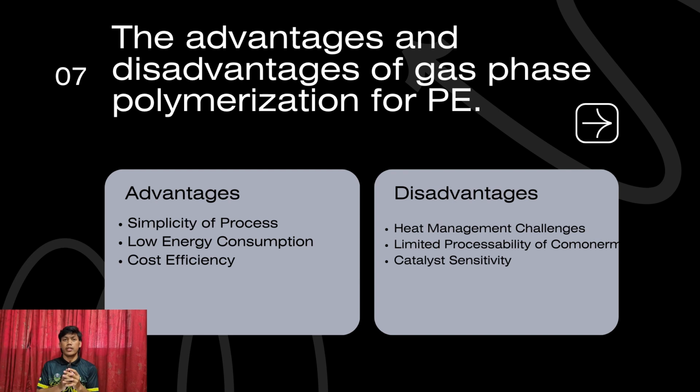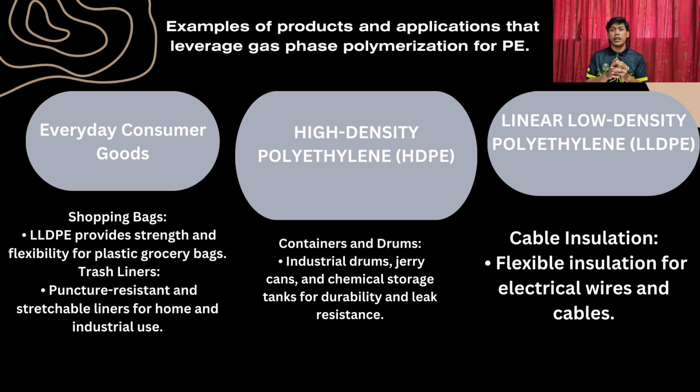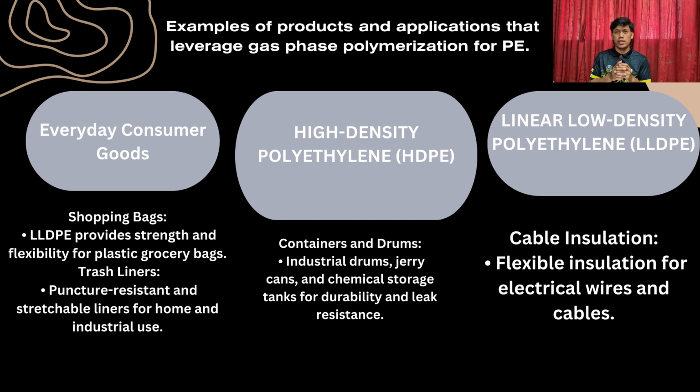Furthermore, the advantages and disadvantages of gas phase polymerization for PE. Advantages: simplicity of process, low energy consumption, cost efficiency. Disadvantages: heat management challenges, limited processability of co-monomer and catalyst sensitivity. Next, examples of products and applications that leverage gas phase polymerization for PE.